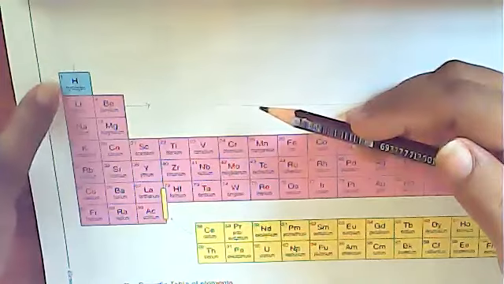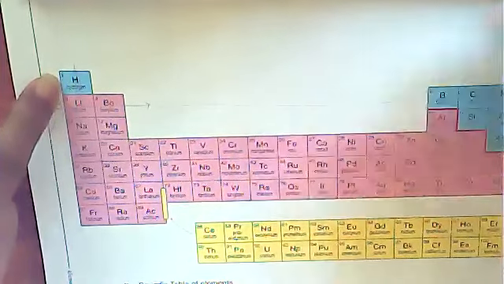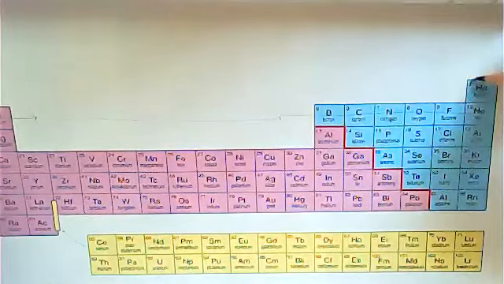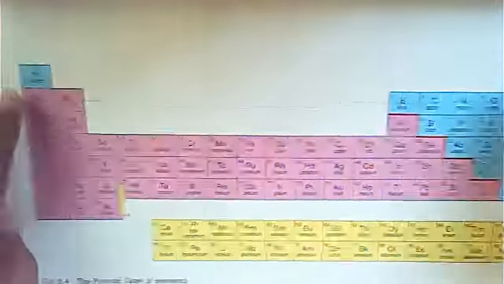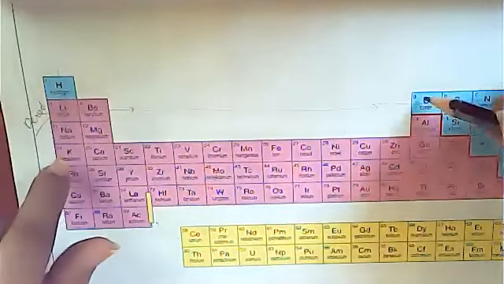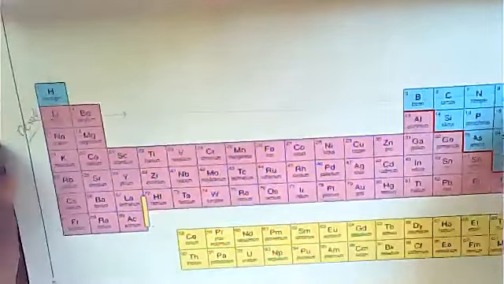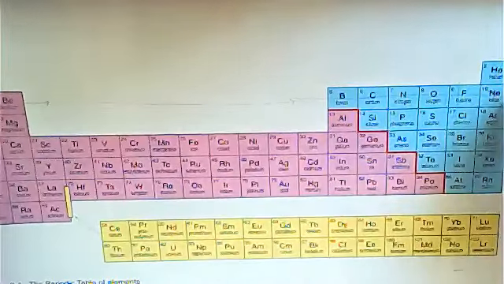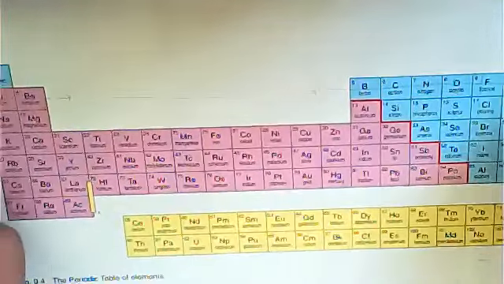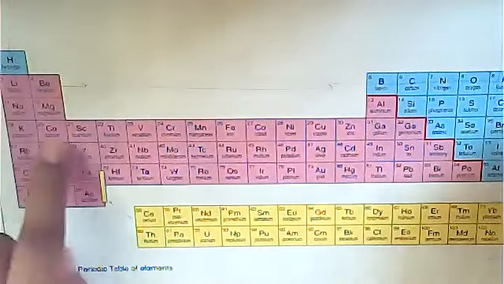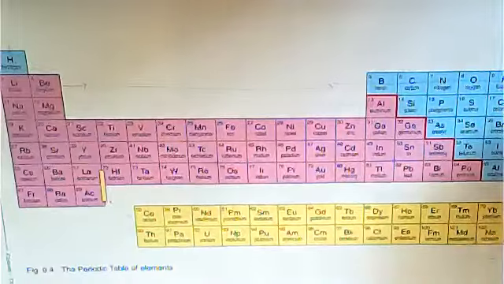This is hydrogen, and the atomic number of hydrogen is 1. Then this is helium, the atomic number of helium is 2. Then this is lithium, the atomic number of lithium is 3. Beryllium 4, boron 5, carbon 6, nitrogen 7, oxygen 8, fluorine 9, and neon 10. Similarly, all the elements are arranged in the periodic table with respect to their increasing atomic numbers.